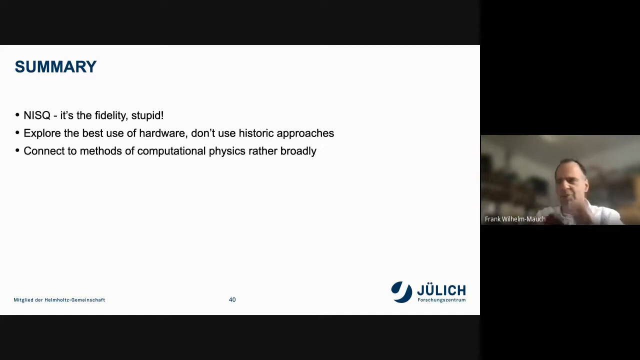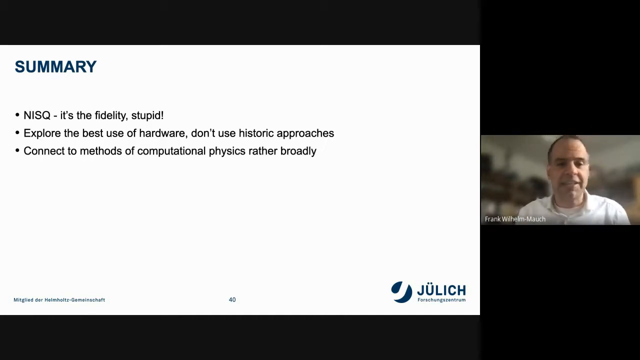So as a summary, as a take-home message, I think when you look at NISQ, let's quote a Bill Clinton campaign slogan. Those were happy times in American politics. We just didn't know it by then. It's the fidelity, stupid. We are often looking at qubit number, but currently the main avenue for realizing better algorithms is clearly fidelity.